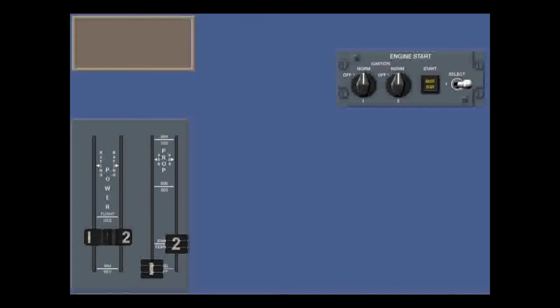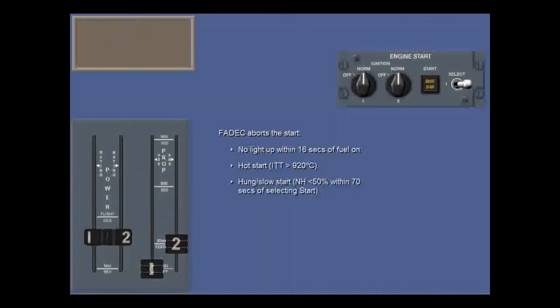The first abnormal condition is an aborted engine start. We'll use number 2 as an example. The FADEC will abort the start if there is no light up within 16 seconds of selecting fuel on, or a hot start, ITT exceeds 920 degrees, or a hung or slow start, NH fails to reach 50% within 70 seconds of selecting start. If NH fails to reach 64% within 70 seconds of selecting fuel on, or if anything looks unusual, you should abort the start.